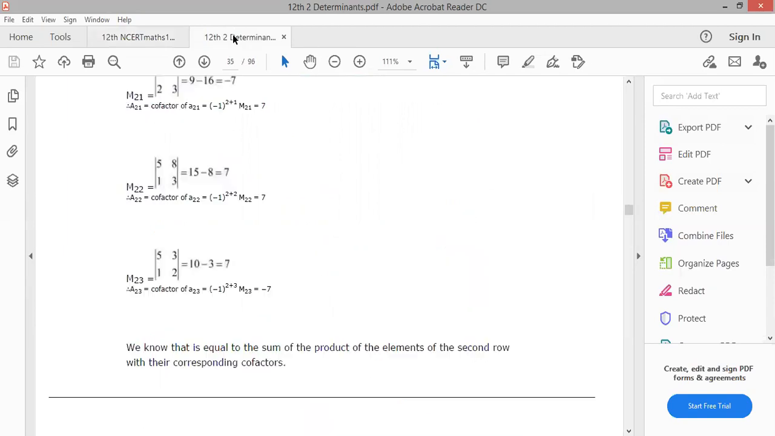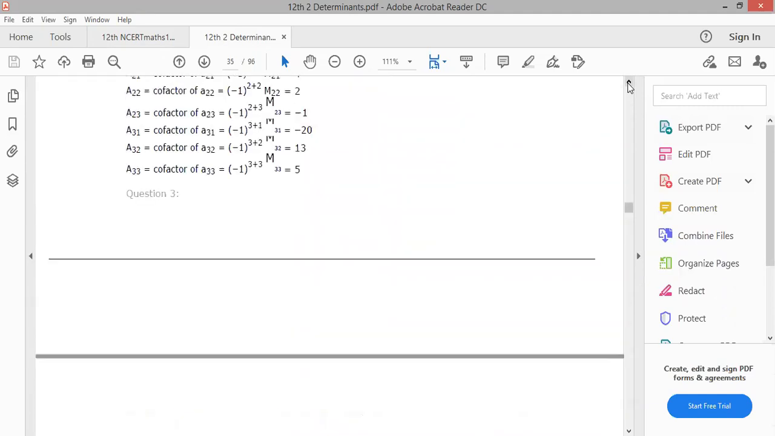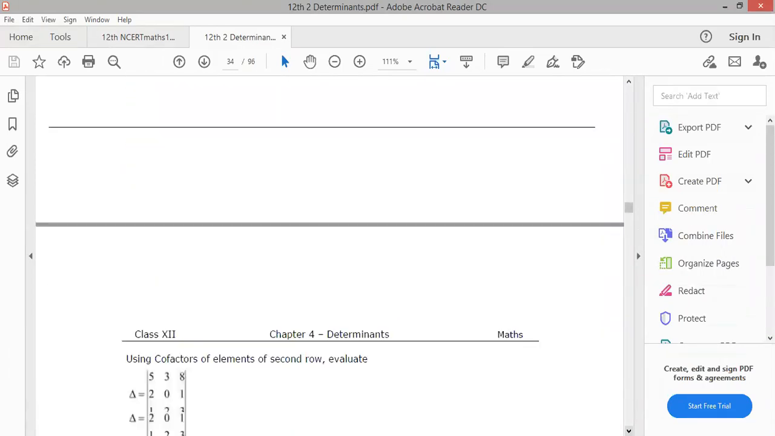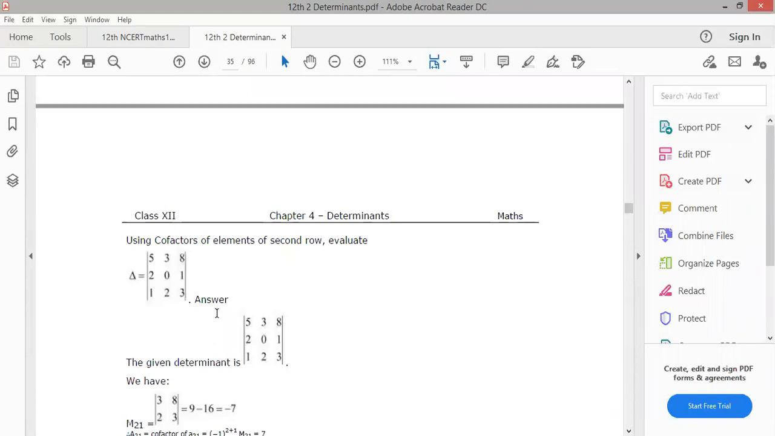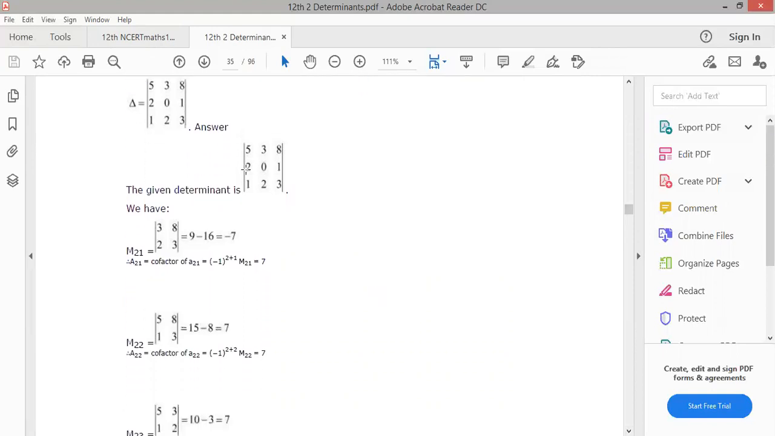So how can we do that? Here is the solution. It's question number 3. I have solved it here. We are given this determinant, so we will see the second row. The first element is 2, and its position is 2, 1. So minor M21 is calculated to be equal to minus 7. Now the cofactor, that is the minor with proper sign, is equal to 7.